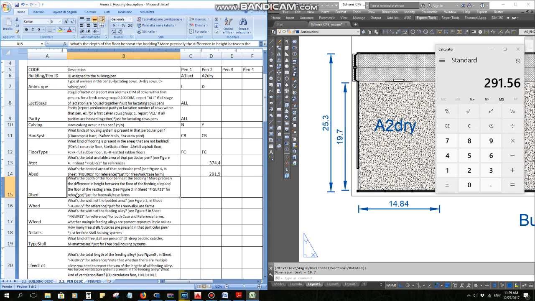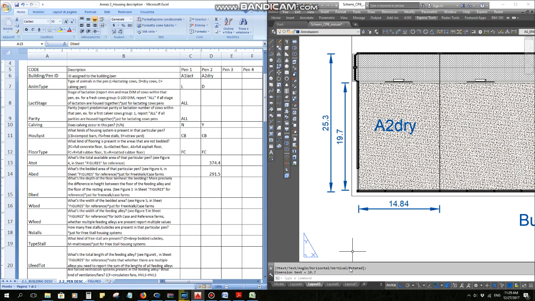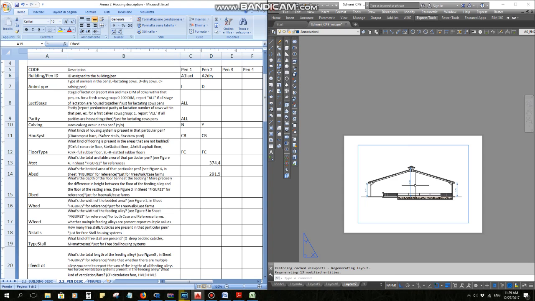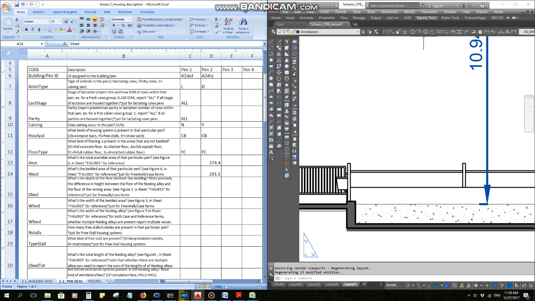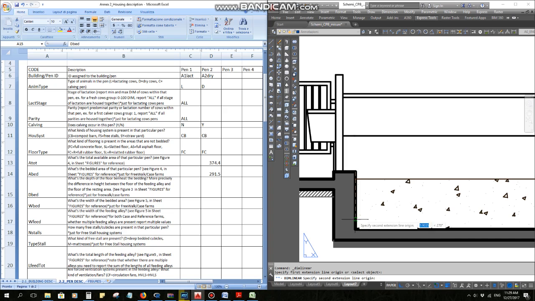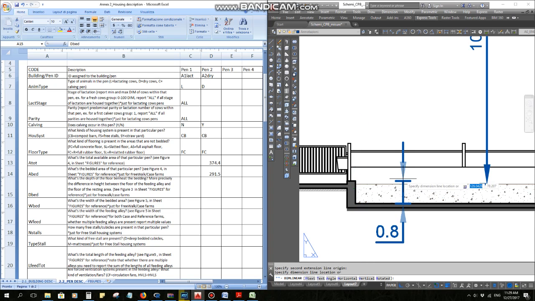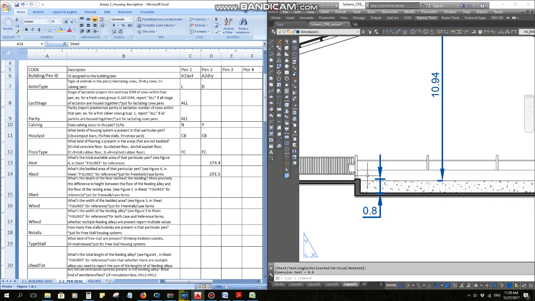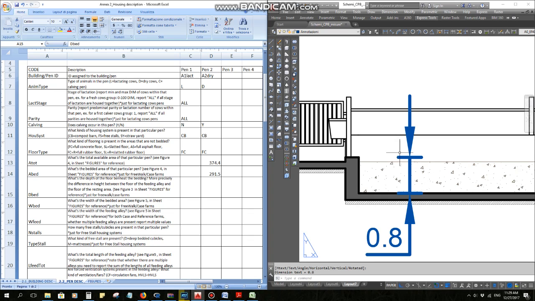So what's the depth? D bed is going to be the depth of the floor beneath the bedding. We cannot see that from the plan. Let's take a cross section. So what's the depth? This is the depth, the total depth of the bedded area, right? So this is going to be 0.8, so 80 centimeters.